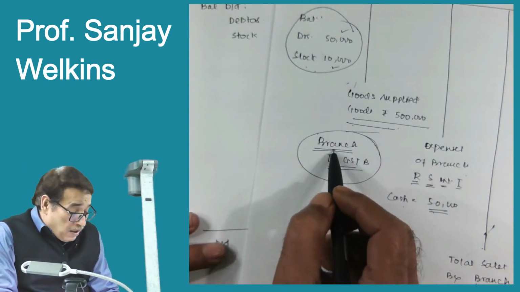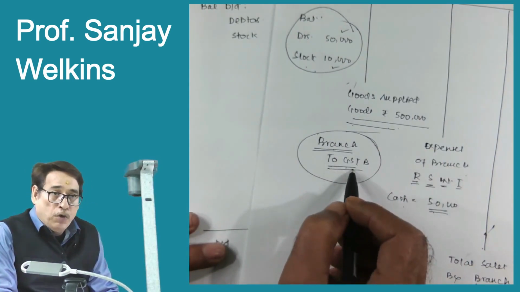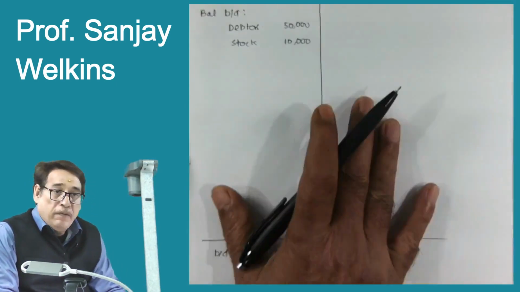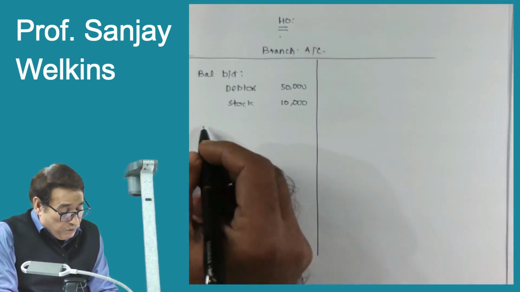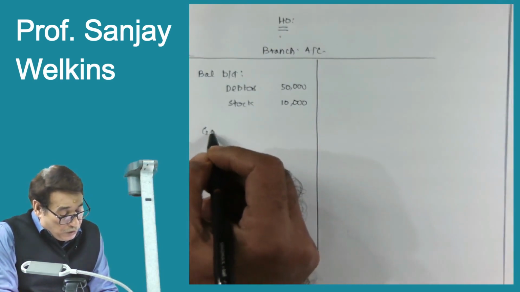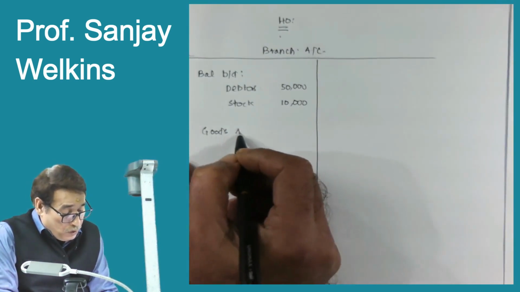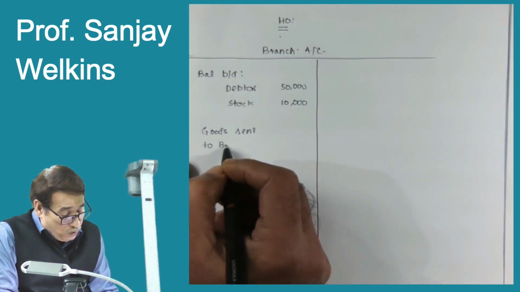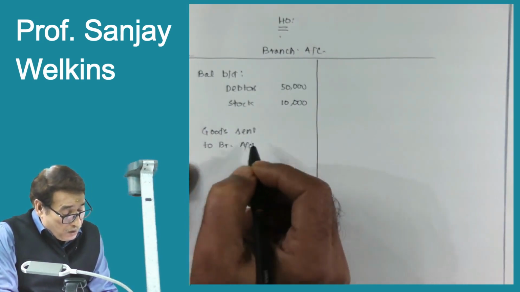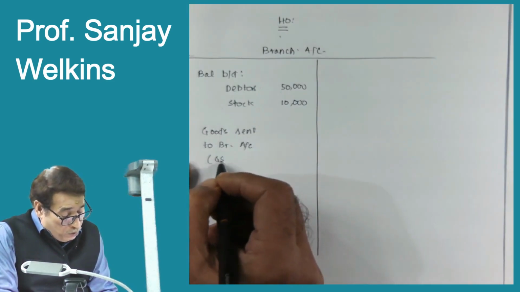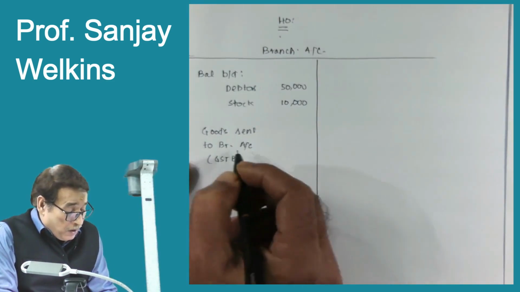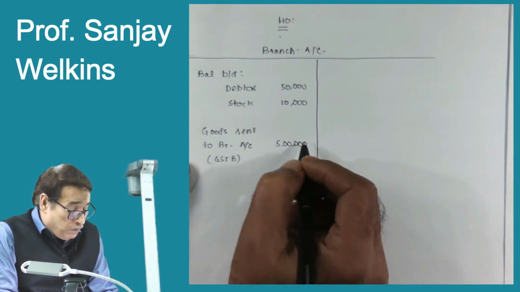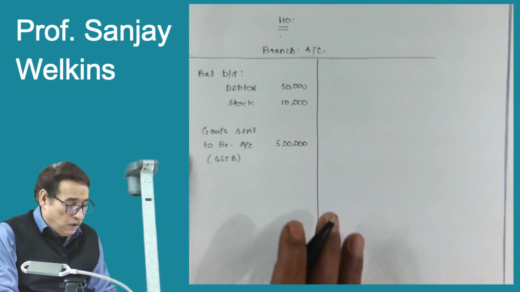So that is the reason why we are going to put goods sent to branch account on the debit side of the branch account. So on the debit side of the branch account, I will write simply here, to goods sent to branch account. You can also write to GSTB account. 5 lakh worth of goods have been supplied by head office to the branch. Is it clear to you or not?